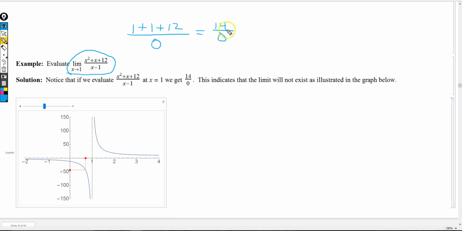So that indicates that we don't want to use the cancellation technique here. It indicates that this limit is just not going to exist. So we would just write then that it just does not exist. And we can see from the graph down here what is happening.